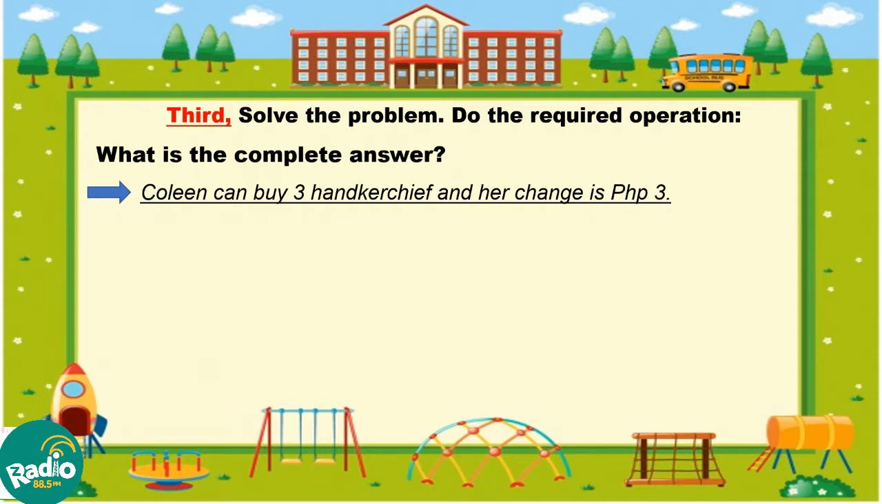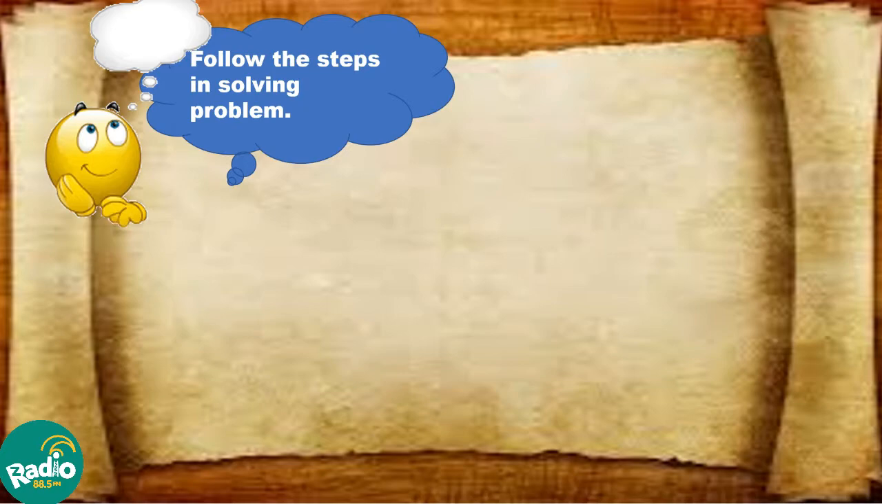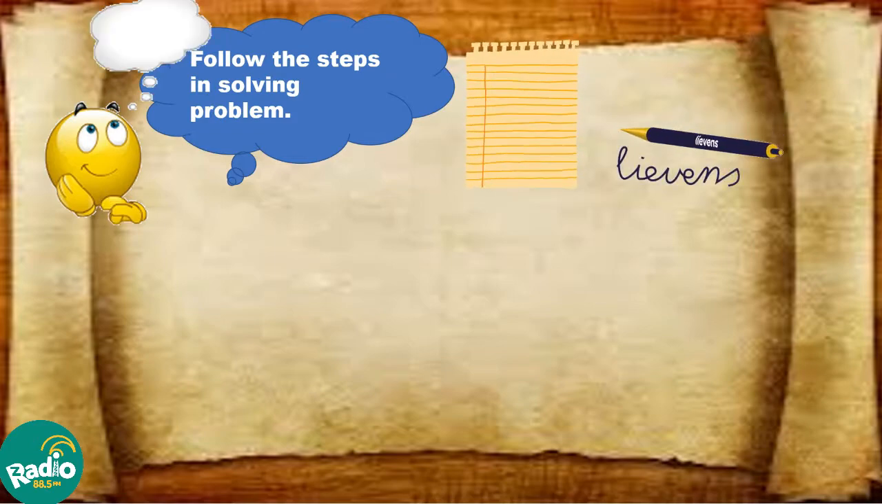Lastly, check the answer. Do the reverse operation. If we multiply 15 pesos by 3, the product is 45 pesos. Then add 3 pesos change, then we can get 48 pesos. Therefore, our answer is correct. Remember to follow the steps in solving problems, because this will serve as your guide in finding the correct answer. Prepare your paper and pencil or ballpen and let's answer this together.